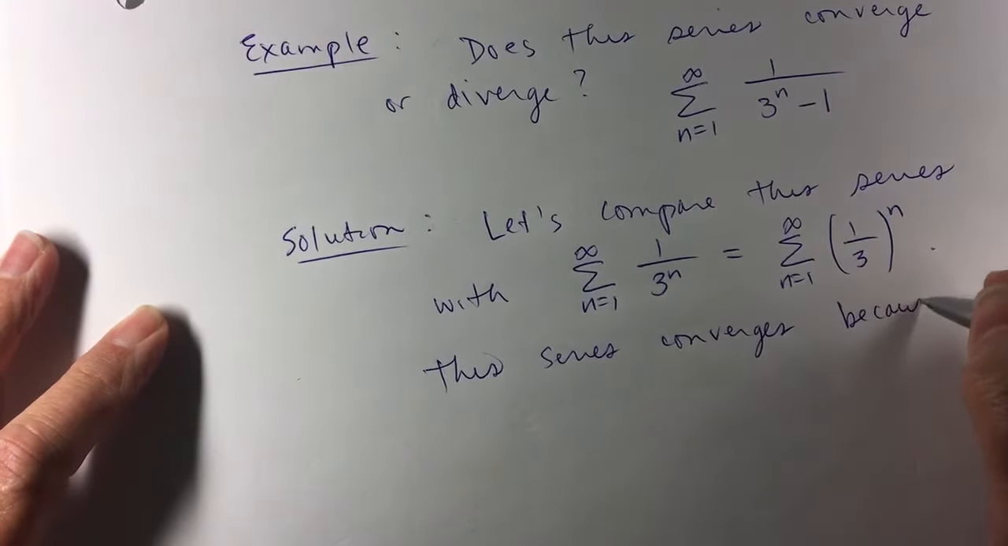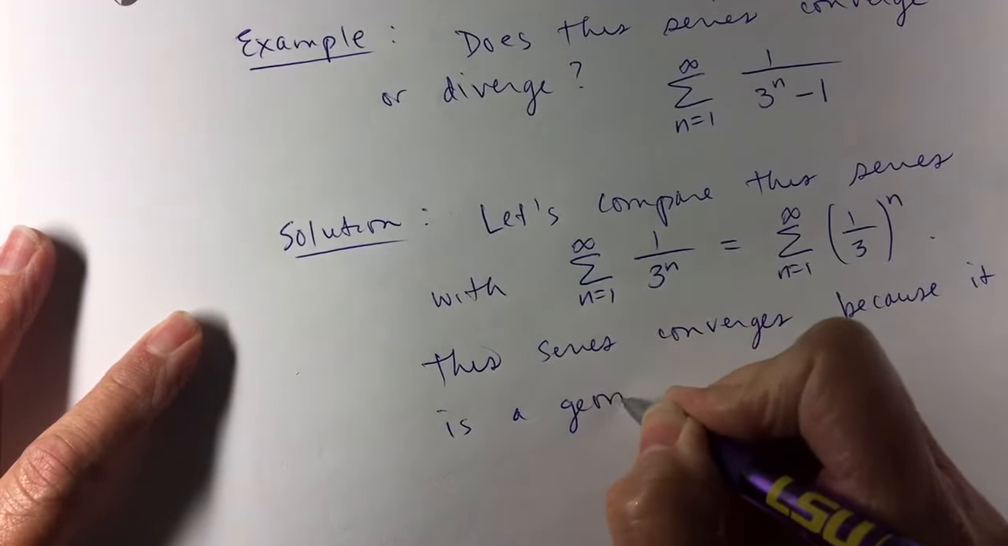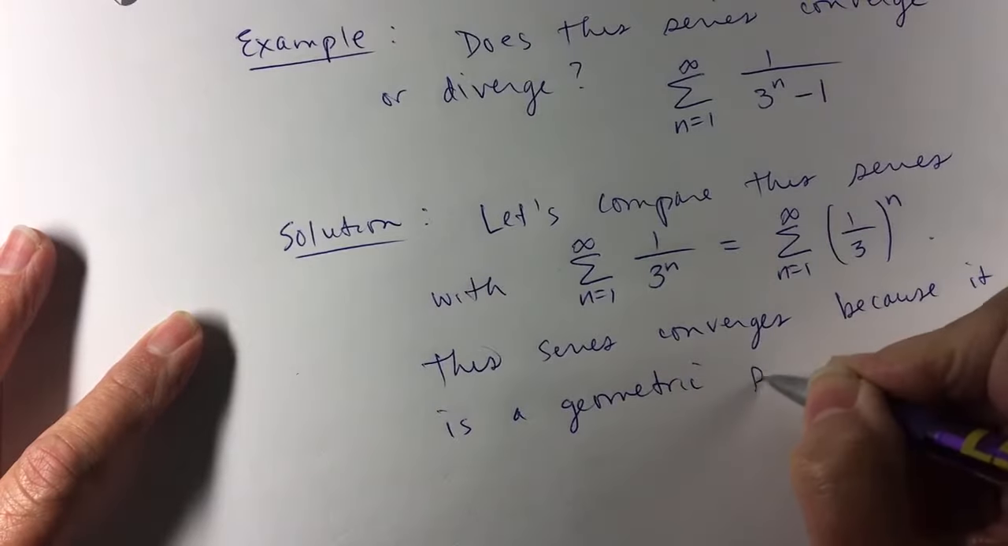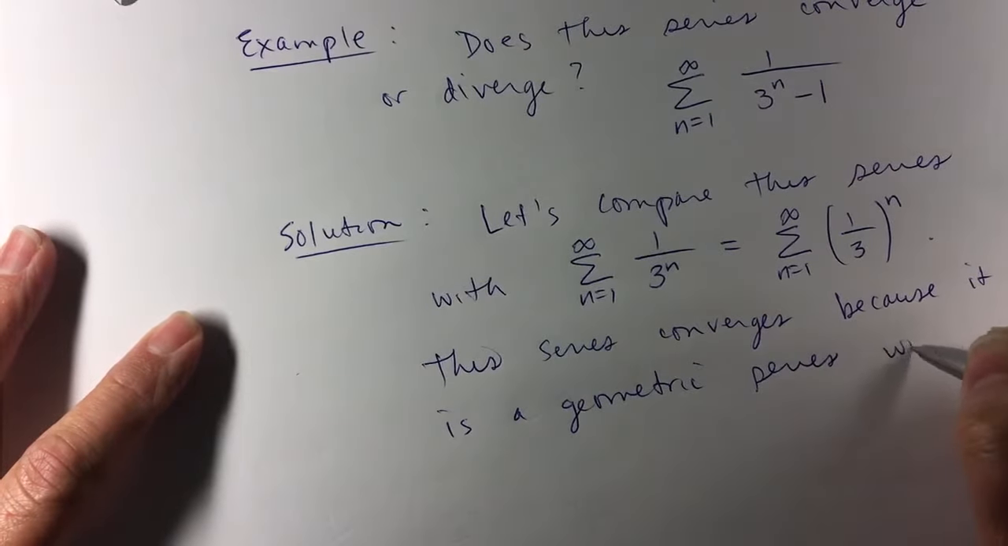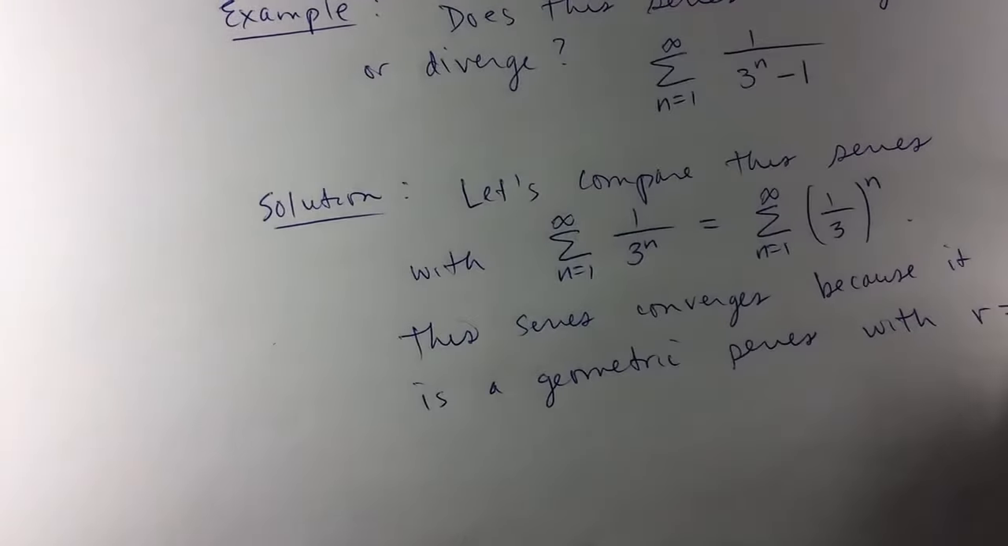because it is a geometric series with r equal 1/3. So it's between -1 and 1.